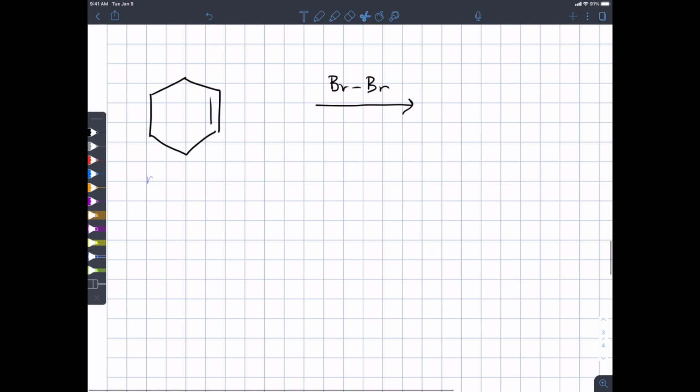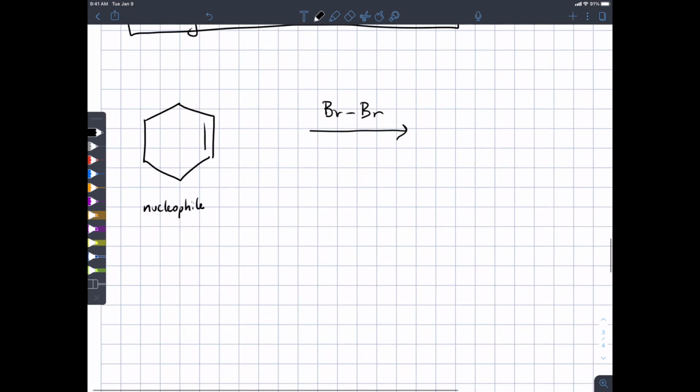As before, our olefin is going to be our nucleophile, and therefore the highest occupied molecular orbital that we're going to be thinking about is the carbon-carbon pi bond. Our electrophile is going to be Br2, and the most important orbital for the electrophile is the LUMO, which is the bromine-bromine sigma star.